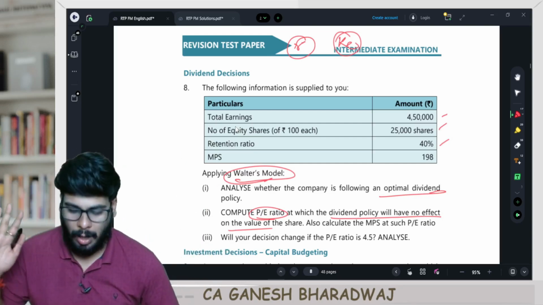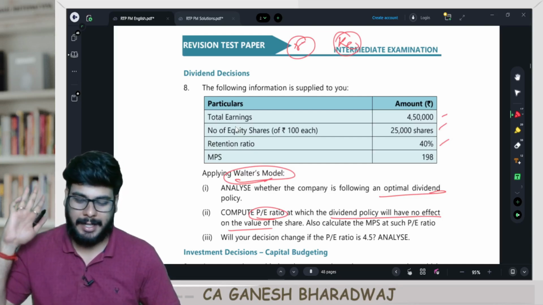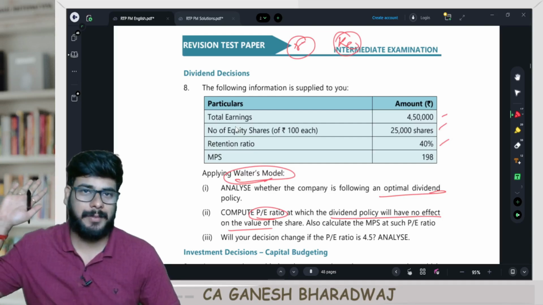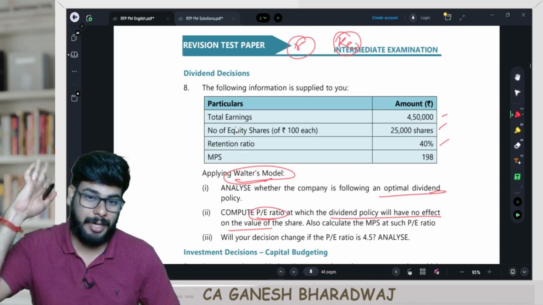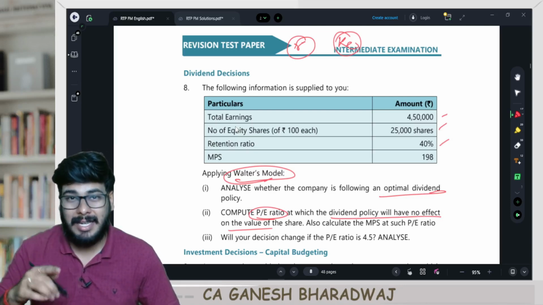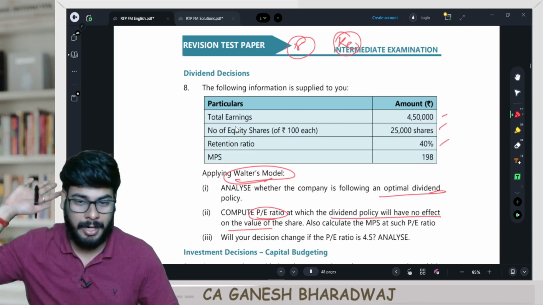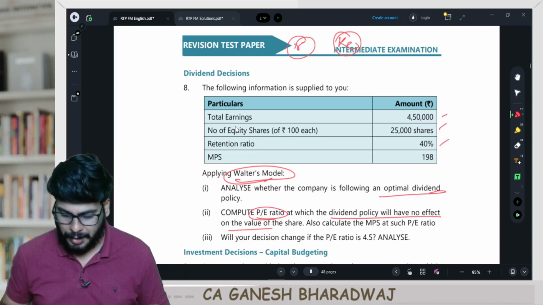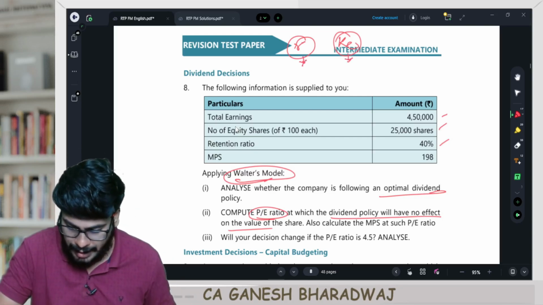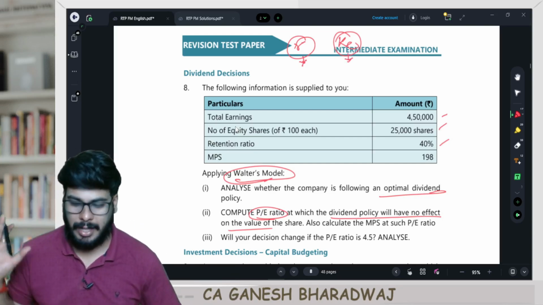Fine. What Walter says is, if R is greater than K, then what you need to do, do not distribute anything, right? Do not distribute anything. Dividend payout ratio should be 0 to maximize the value of the share. Whereas if R is less than K, then you distribute everything. Logic and all we have seen already in our lectures, right? Now, in this question, the first thing that you need to do is calculate R, calculate K, and once you have done this, more or less, you will be able to figure out the entire solution.